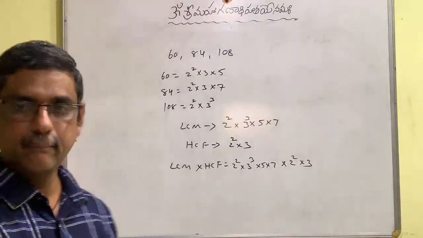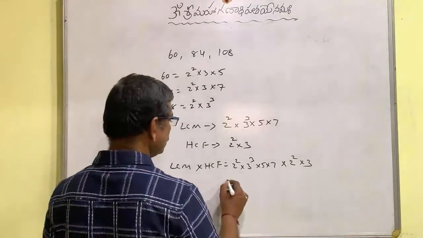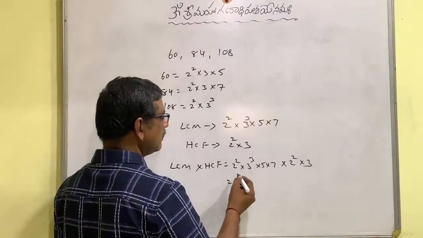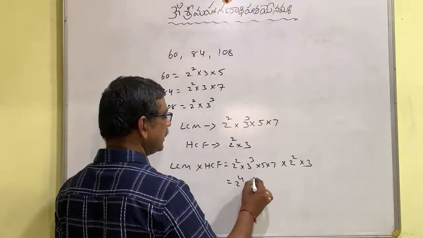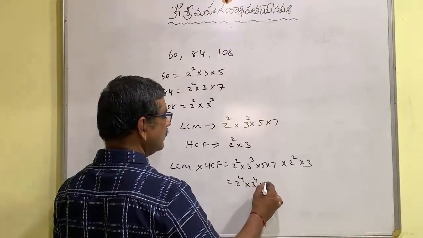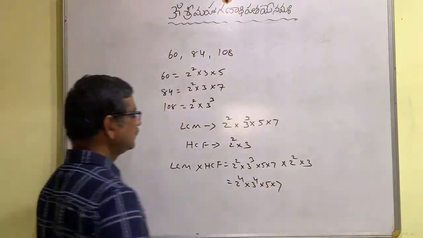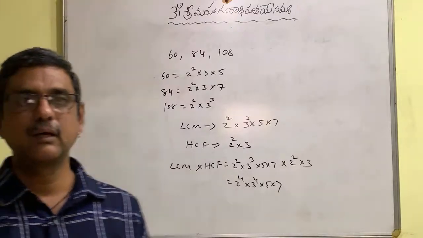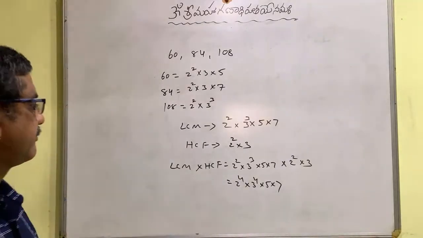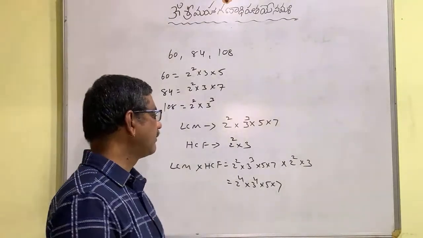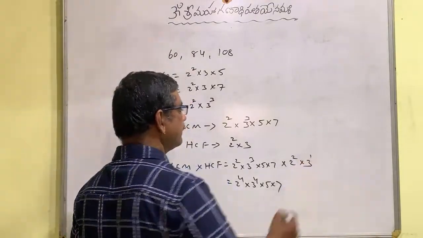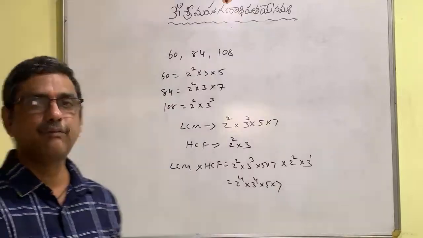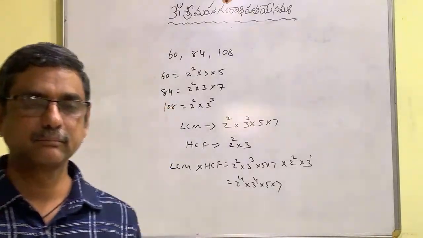Okay. Now 2 power 4, 3 power 4 into 5 into 7. This is the product of LCM into HCF. Why 3 power 4? Here 3 power 1. Into 5 into 7. Okay.